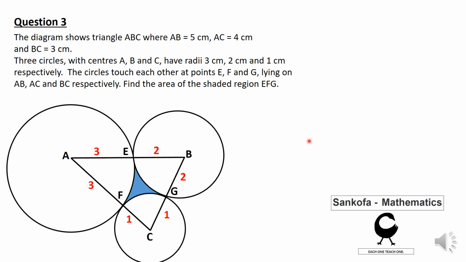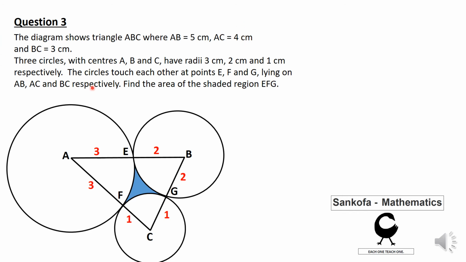Right, this is the third question. Again, have a look at this question. The diagram shows triangle ABC, and AB is equal to 5, AC equals 4, BC equals 3. This should trigger something about trigonometry when you have a 5, 4, 3 triangle. This is a Pythagorean triplet. Okay, I still hope you remember those.